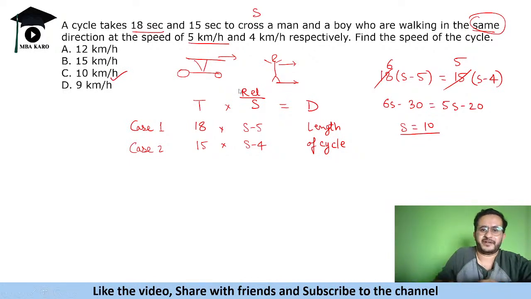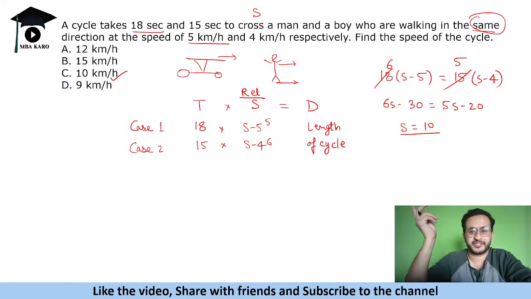So you want to verify, you put s is equal to 10, you will get the speed as 5 here and the relative speed will be 6. 18 into 5 is 60, 90, but that is not the length of the cycle because this is in seconds and this is in kilometer per hour. So you need to convert, right?